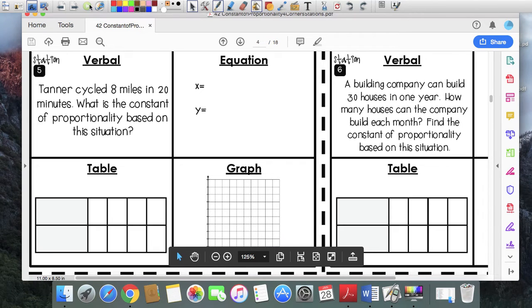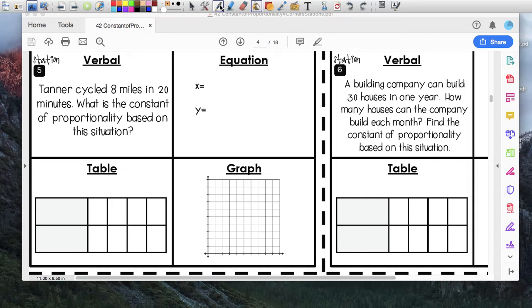Tanner cycled 8 miles in 20 minutes. So I first want you to understand who the x is and who the y is. The time will always be x, your input, and miles goes over here. So we want to find the constant of proportionality. So k equals y over x. In this case, y is the miles, so he did 8 miles, and the x is 20 minutes.